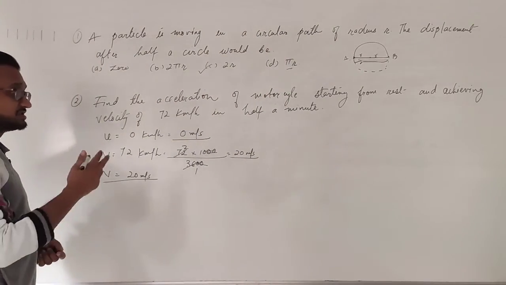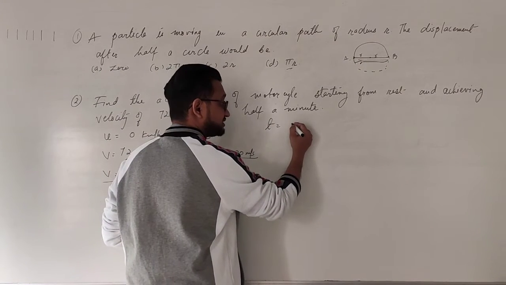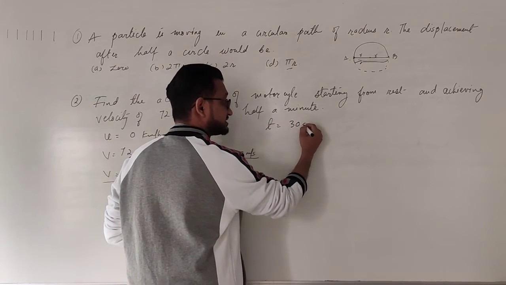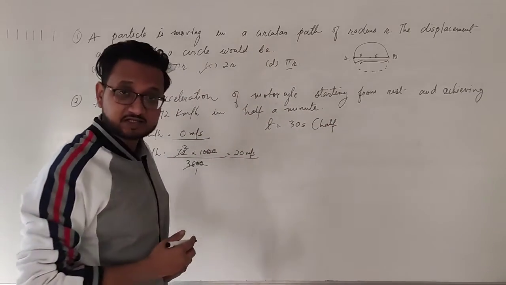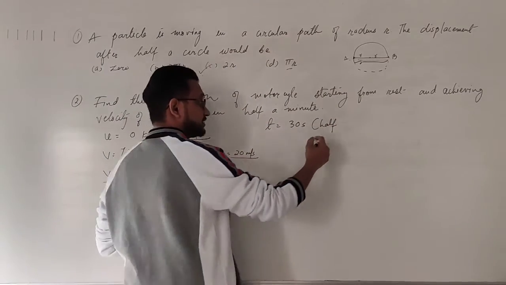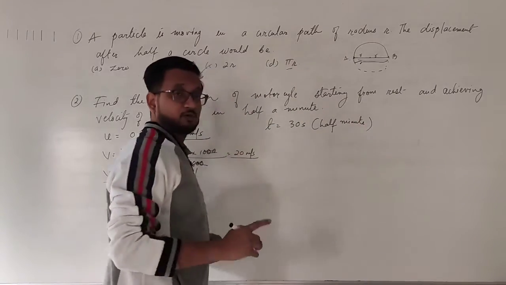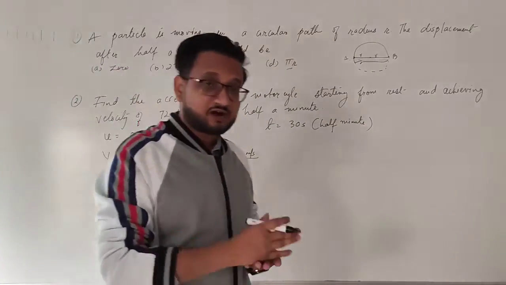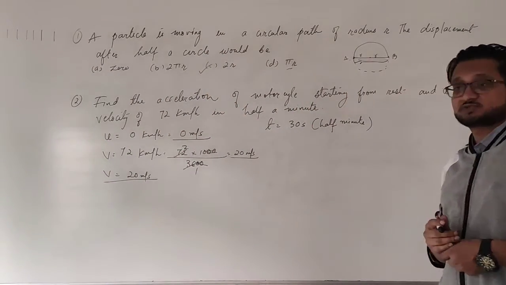The next part is time, that is half a minute. The time is half minute, that is 30 seconds. Because 1 minute is 60 seconds, so half minute has 30 seconds. Okay, we have the time as well.